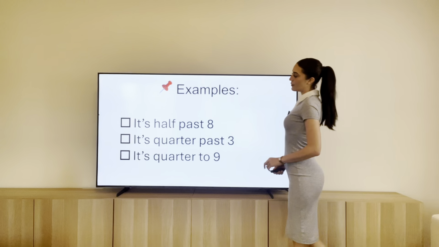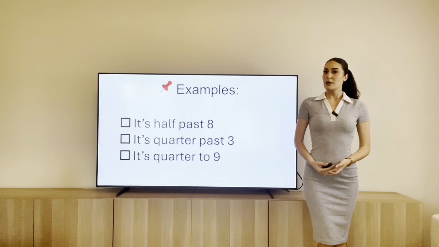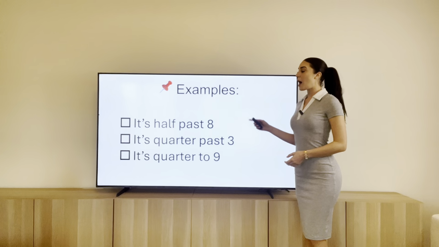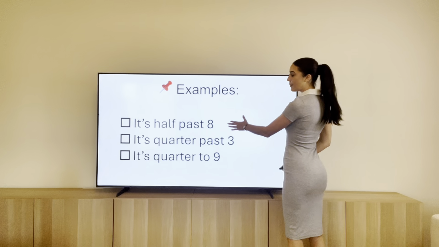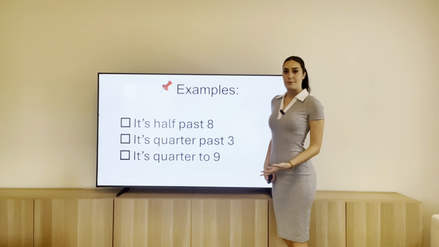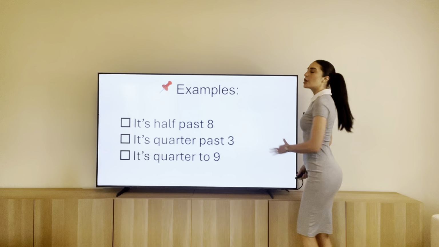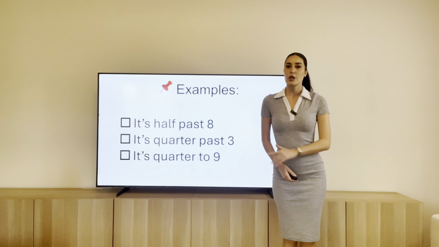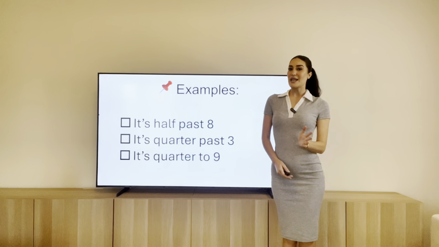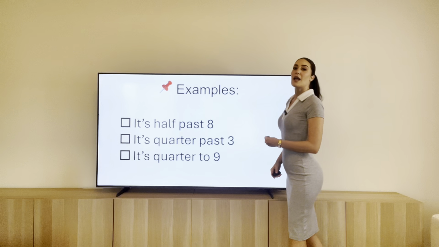Here are some examples. It's half past 8. So if it's 8:30, what would the time be? It would be 8:30. It's quarter past 3. That means 15 minutes has gone past. So the time would be 3:15.